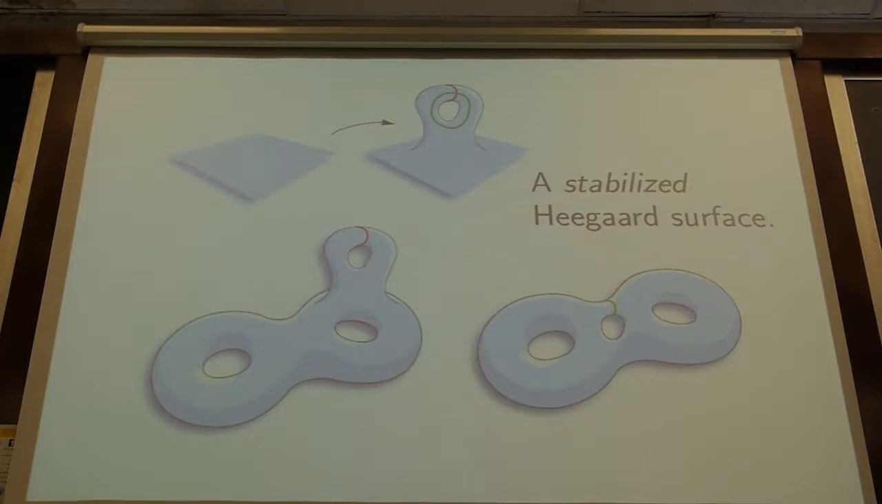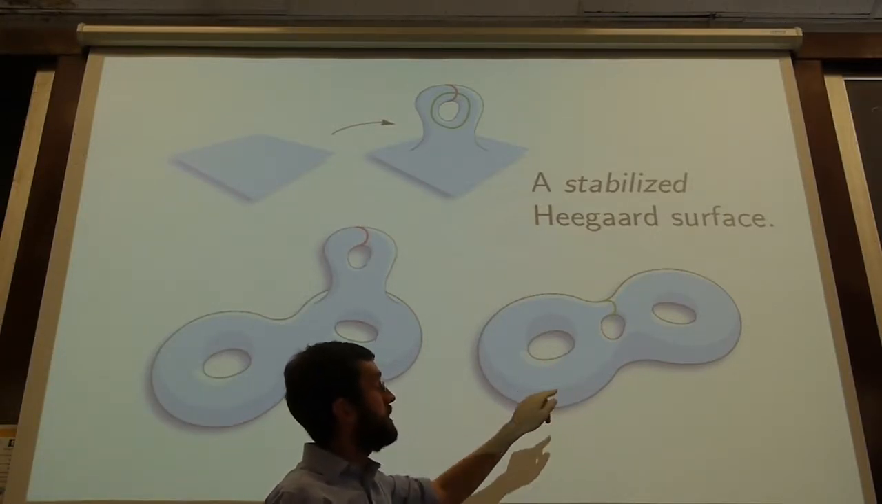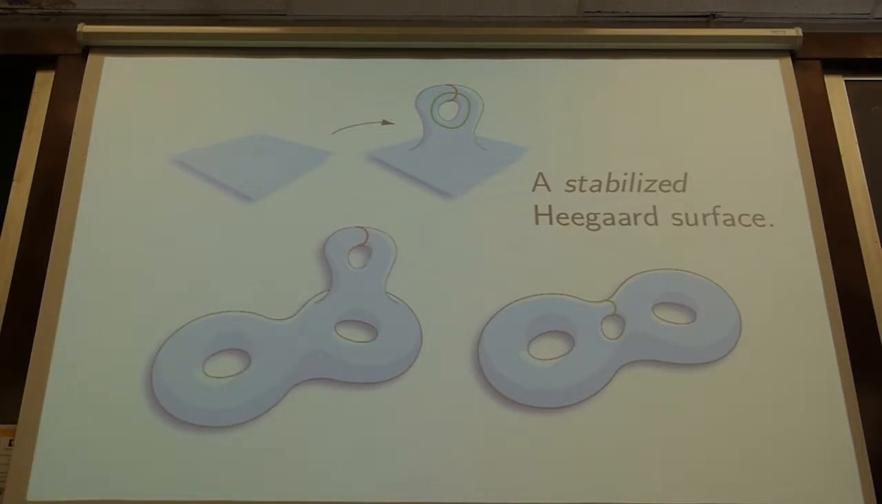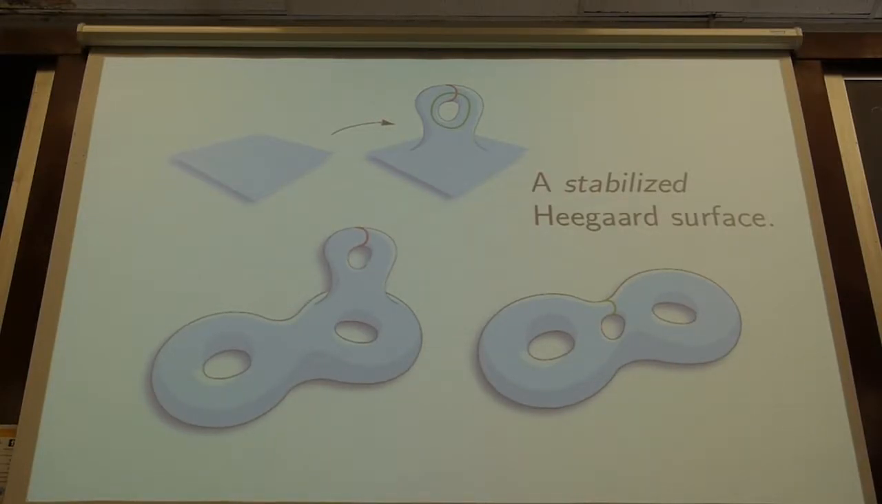Then because that tube that we added is unknotted, for the other handle body, we're just drilling through it. And so again, we just get a new genus 3 handle body. So this gives us a new Heegaard surface of genus 1 greater than the previous one.